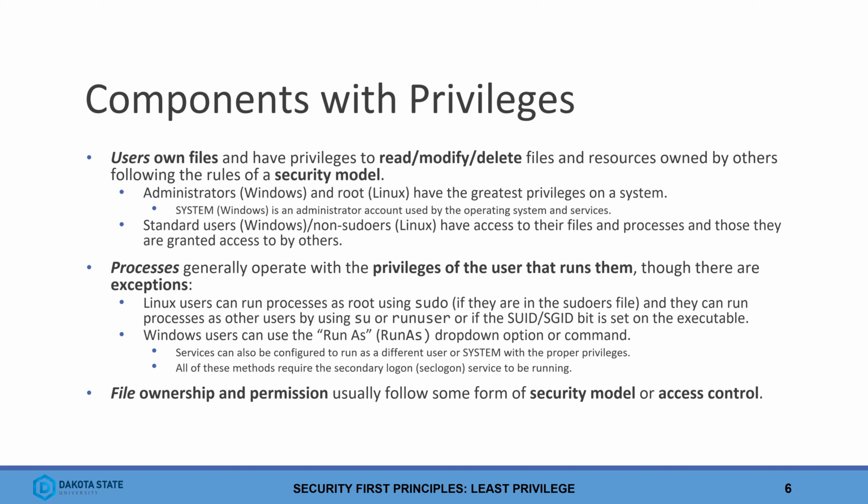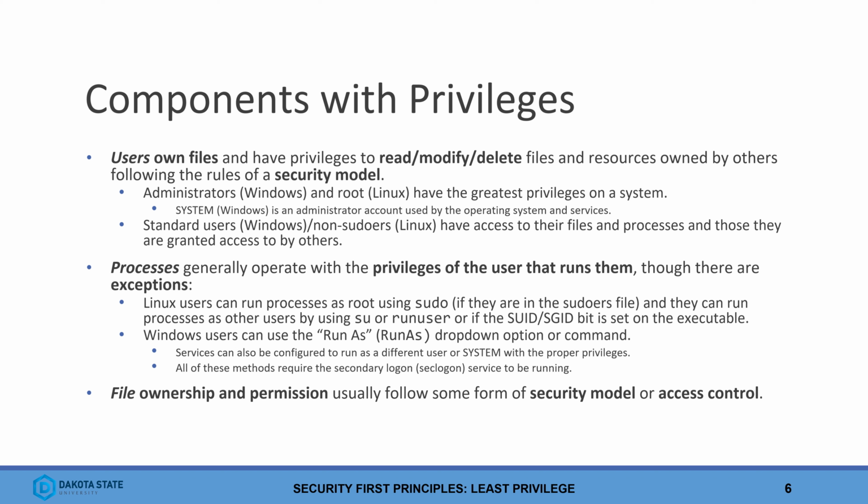Administrators on Windows and root on Linux have the greatest privileges on a system, and on Windows, SYSTEM is an administrator account itself, which is solely used by the operating system and services. On the other hand, standard users on Windows and non-sudoers on Linux have access to their files and processes, and those they are granted access to by others, but no more. Processes generally operate with the privileges of the users that run them, but there are exceptions to this.